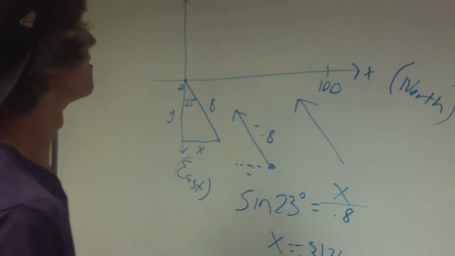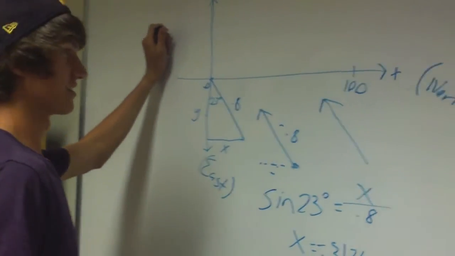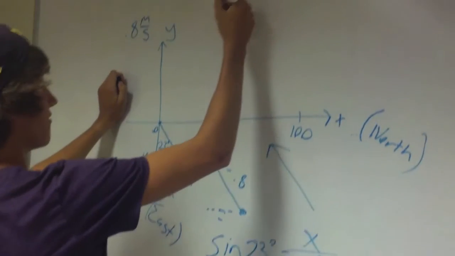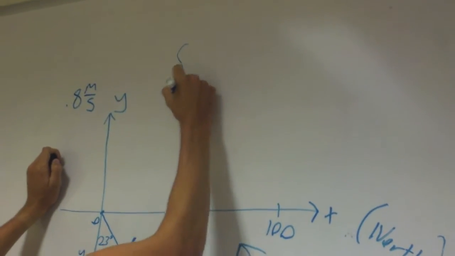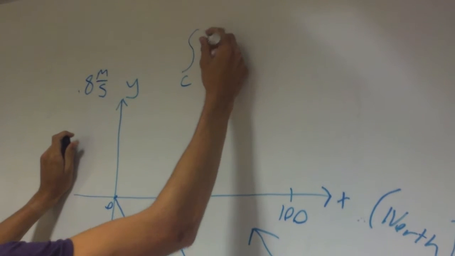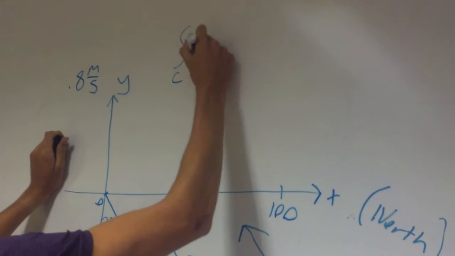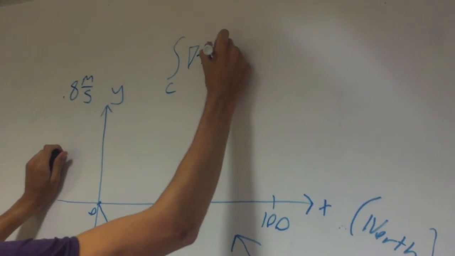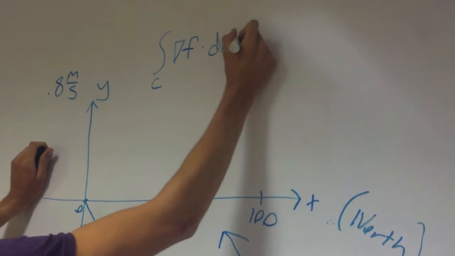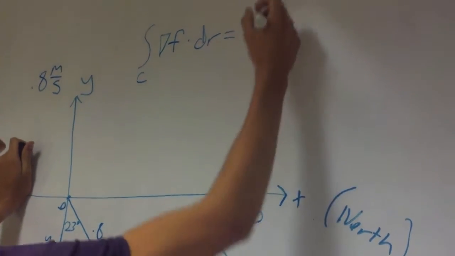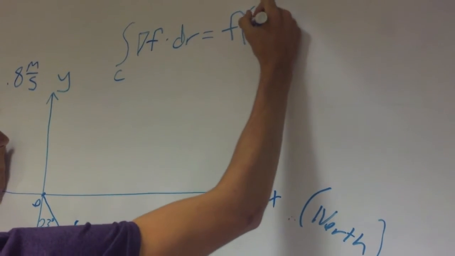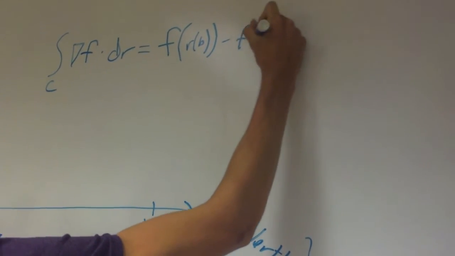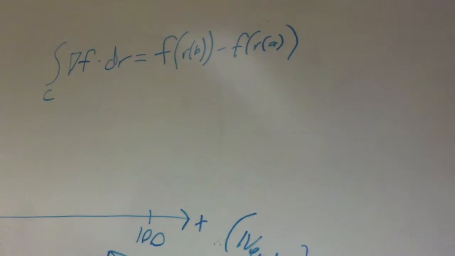So now we're going to use the fundamental theorem of line integrals to calculate the work done on the runner going from 0 to 100. The fundamental theorem of line integrals says the integral over the curve, or the line, of the gradient of little f dotted with dr is equal to little f of r of b minus little f of r of a.